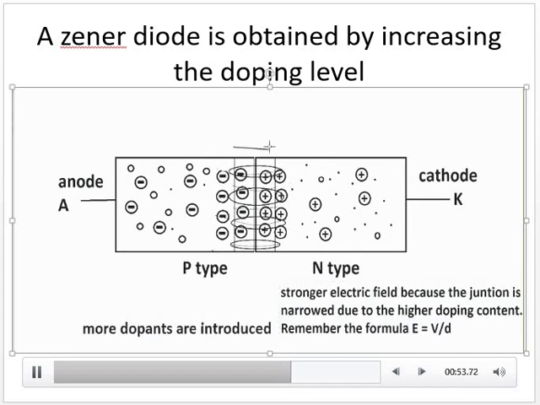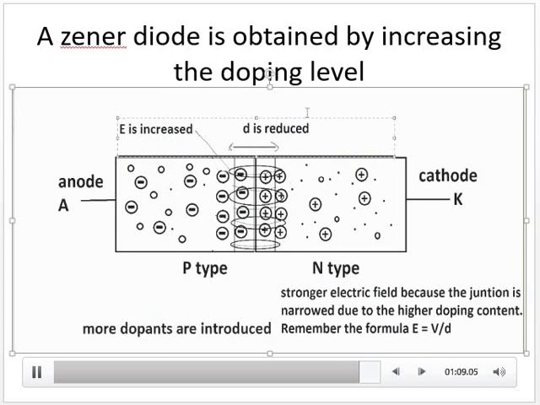The junction has got a strong electric field, and if you remember this formula, E is equal to V by D. E and D are inversely proportional, so here D is less. D is reduced. This distance of the depletion region is reduced, so we have got an increased E, an increased electric field.